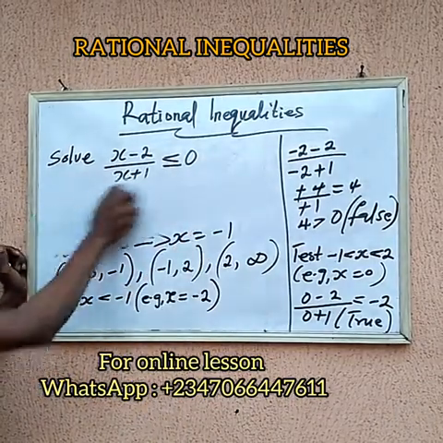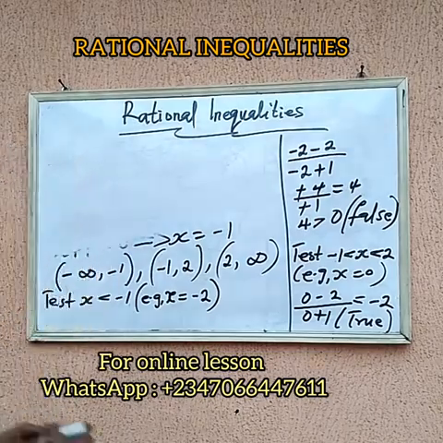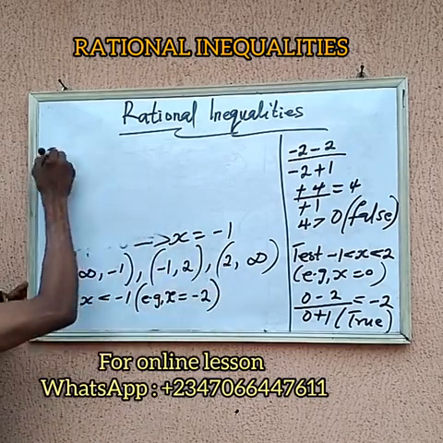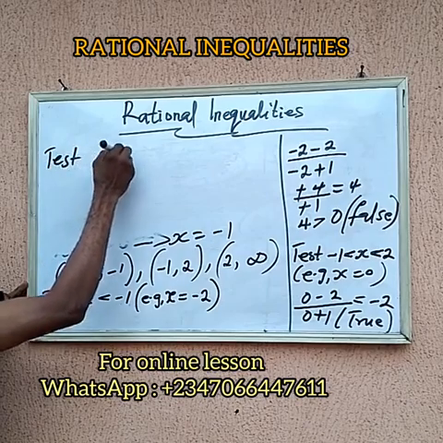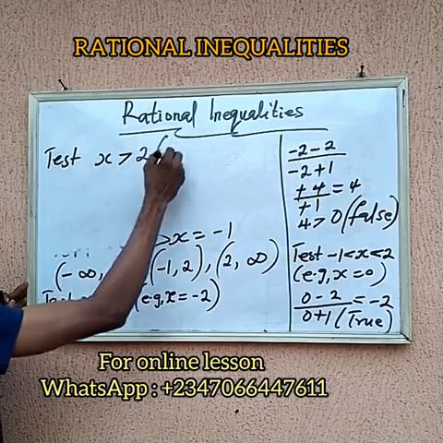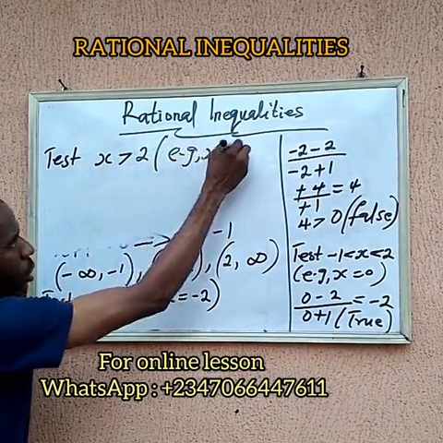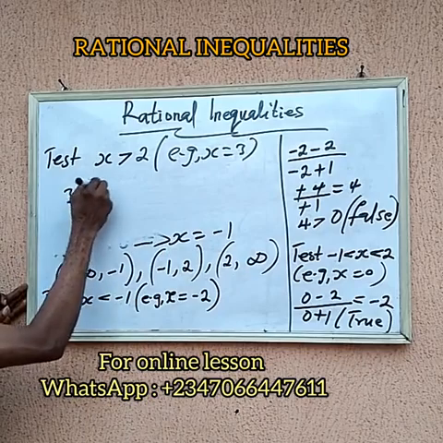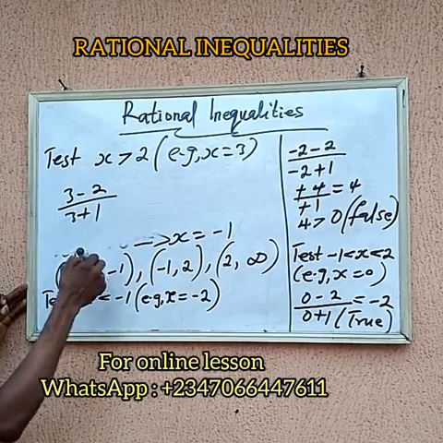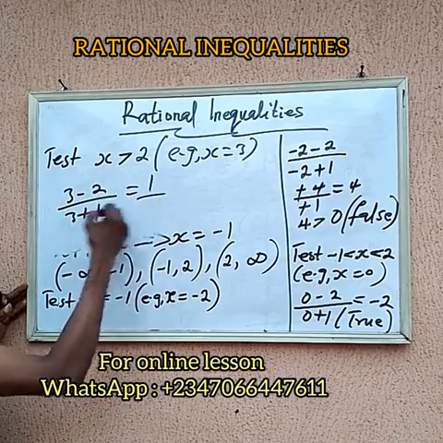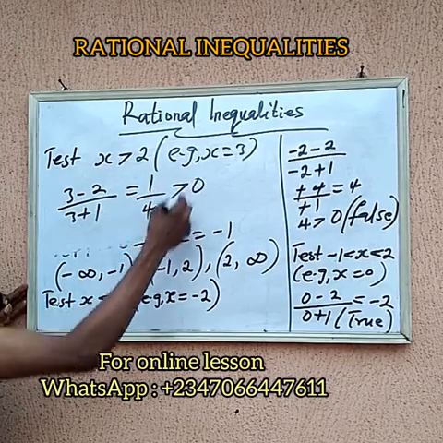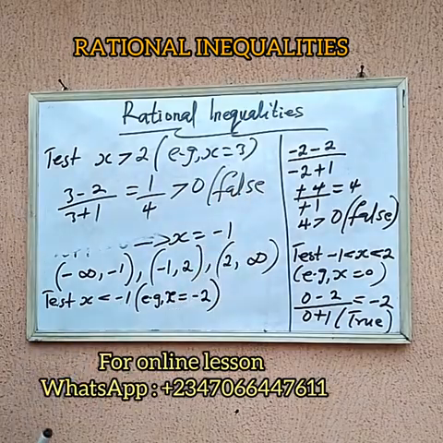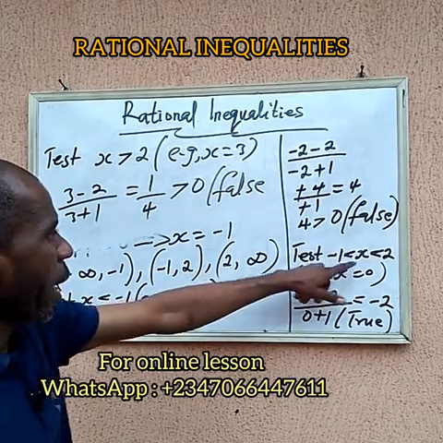Now let's test the last interval where we have positive 2 to infinity. That means we're going to choose a particular value there that is greater than 2. So test x greater than 2, for example take x equal to 3. Now plug it into the original inequality. If the value gives you exactly 0 or even a negative value, we shall accept the result from there. So now we have 1 over 4 after testing. Therefore, this point is false. We cannot take the value there.